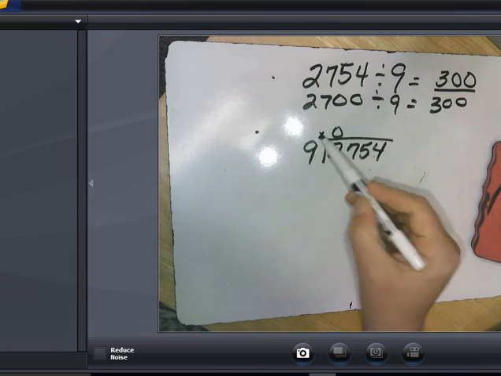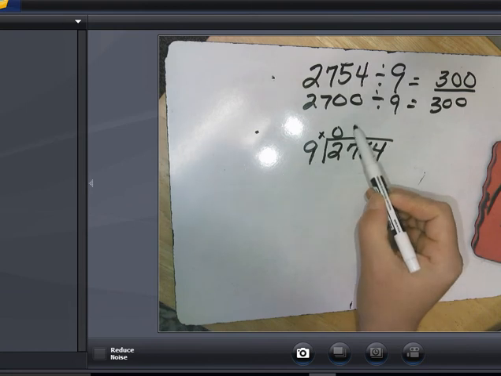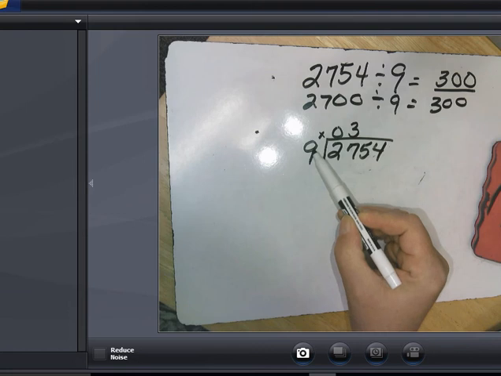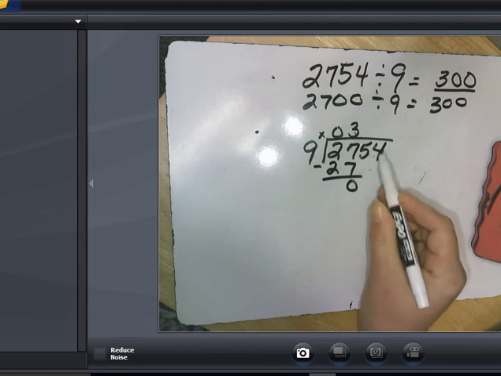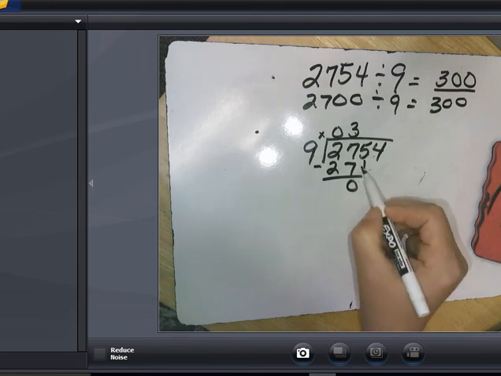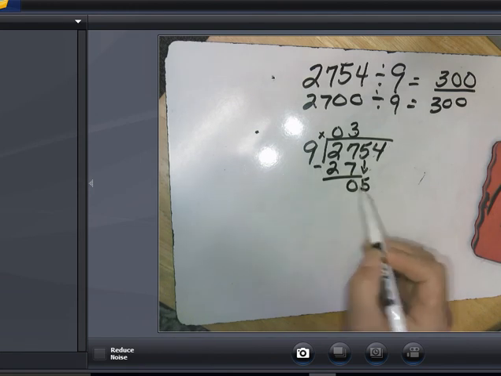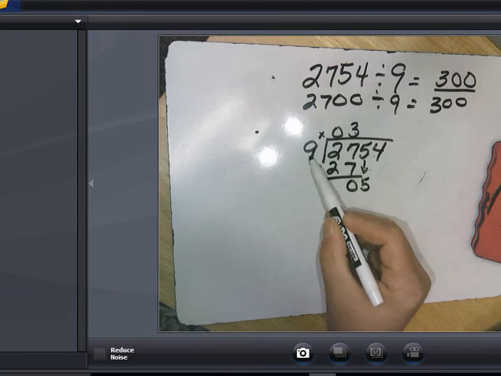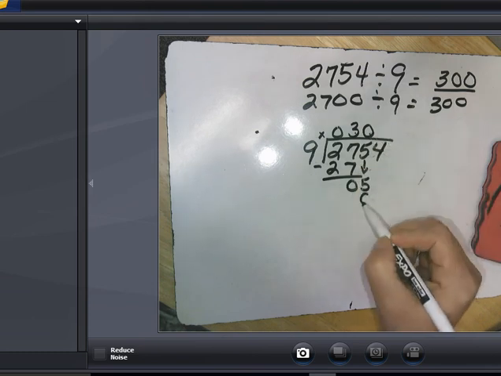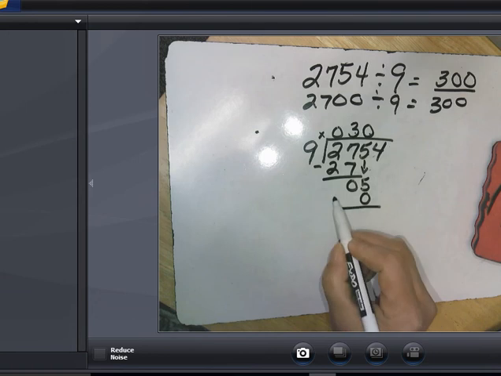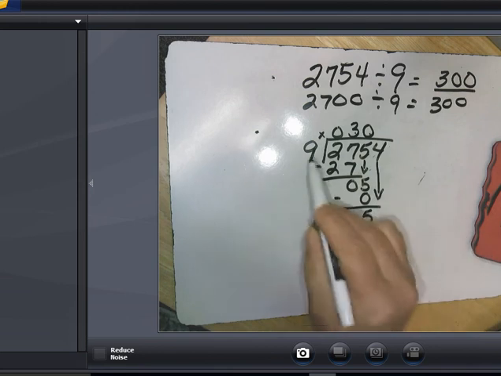So I always put this. I'm going to do 27 divided by 9, or 9 times what equals 27? Well, I know that is 3, so now I'm going to multiply. 9 times 3 equals 27. Subtract. I don't have anything left, but I have a digit, the 5, to drop down. So now I'm going to ask myself 5 divided by 9, which I can't, so it's 0. So 9 times 0 equals 0. So I'm still going to subtract 5, and I still have a digit to bring down.